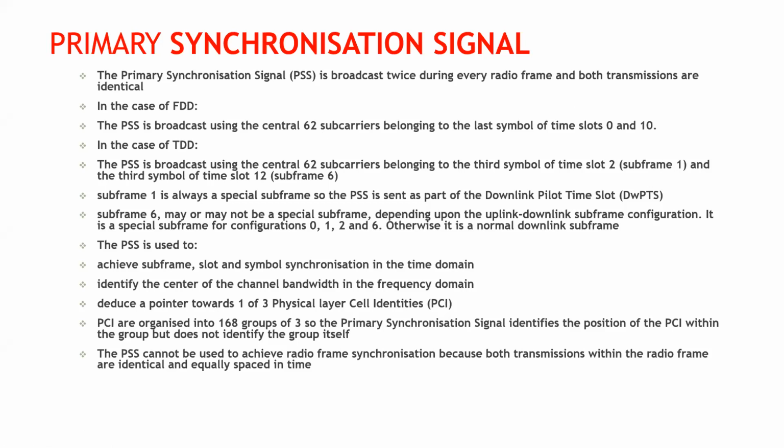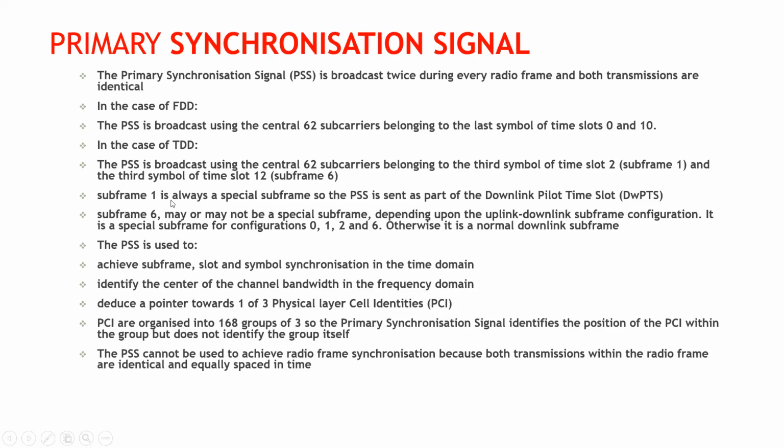I will come back to that figure, and with that figure, I think this will be very clear. In case of TDD, the PSS is broadcast using the central 62 subcarriers belonging to the third symbol of time slot 2, that is in case of subframe 1, and the third symbol of time slot 12, that is in case of subframe 6.